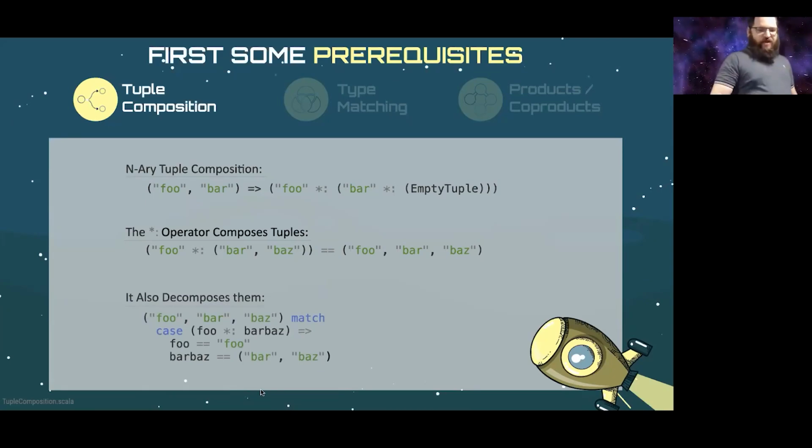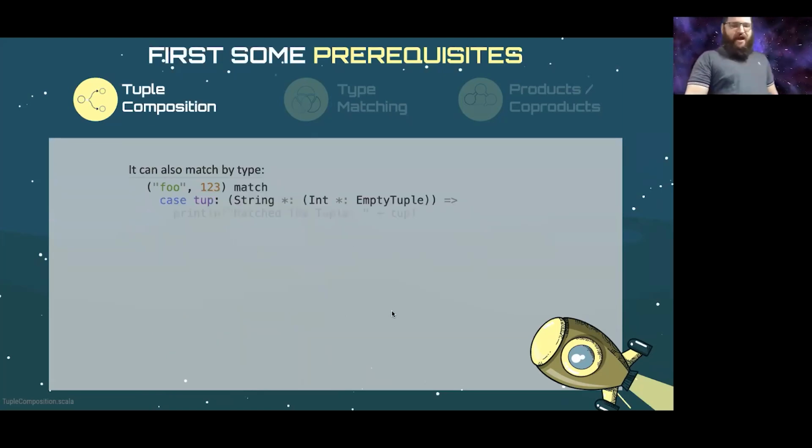Now, the other thing, the even more interesting thing, is that this consing operator can be used for decomposition. So we can actually decompose a tuple into pieces of it. Okay. So now a couple of other things, right? We can match on a type, right? We can match this tuple on a type.